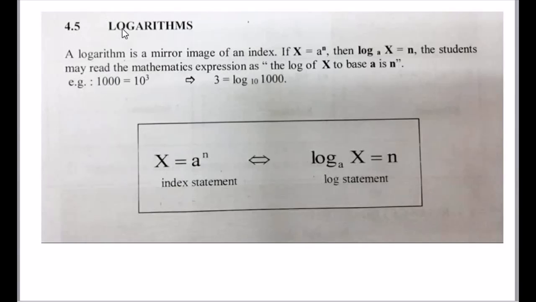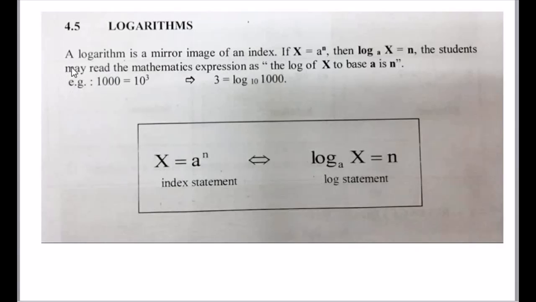Topic 4.5 Logarithm. A logarithm is a mirror image of an index. If x equals a to the power n, then log x to the base a equals n. The students may read the mathematical expression as the log of x to base a equals n.